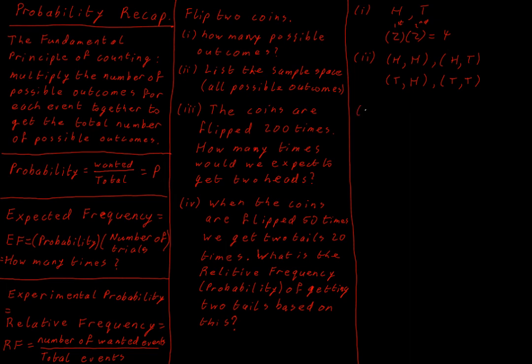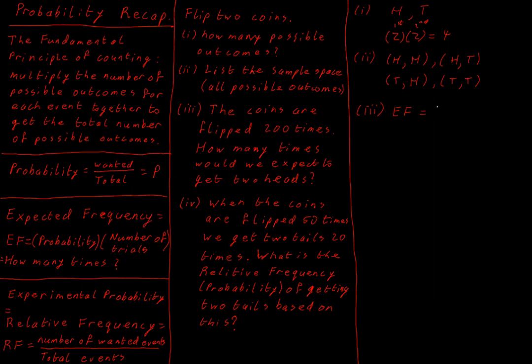Now, part 3. The coins are flipped 200 times. How many times would you expect to get 2 heads? So, how many times would I expect to see something means expected frequency. So I'm dealing with expected frequency.